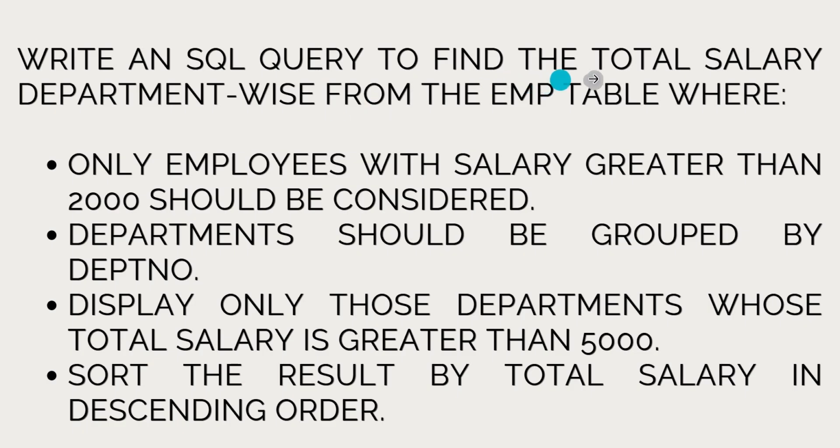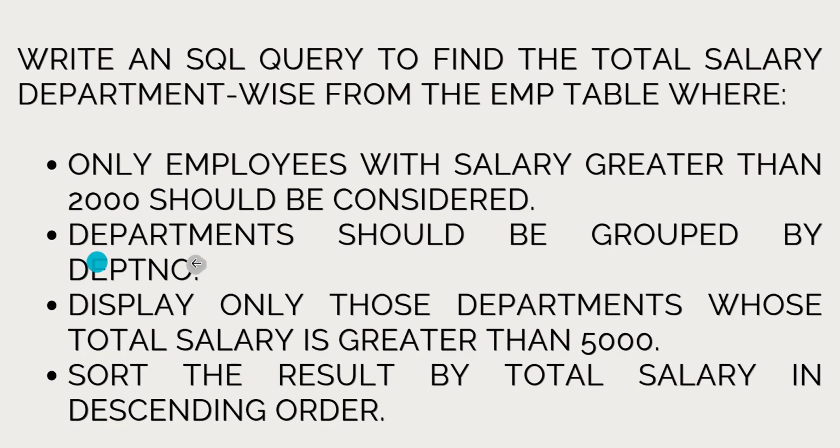So we have to find total salary with the department number, right? And that is what we have to use here. So only those employees with a salary greater than 2000 should be considered. That means employees who are getting a salary greater than 2000, not 2000 itself, only those employees should be considered for finding the total salary. If they are below 2000, we should not consider them to calculate the total salary, right?